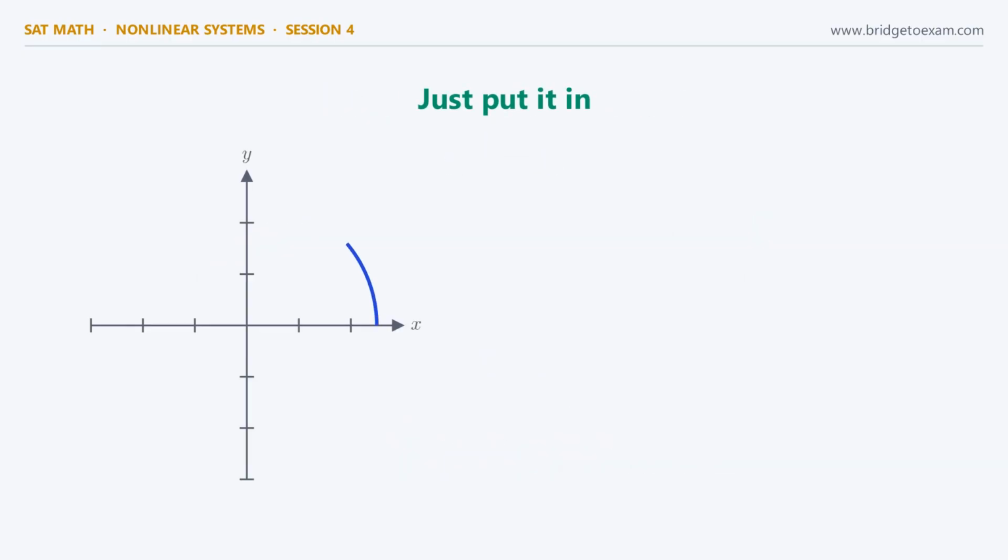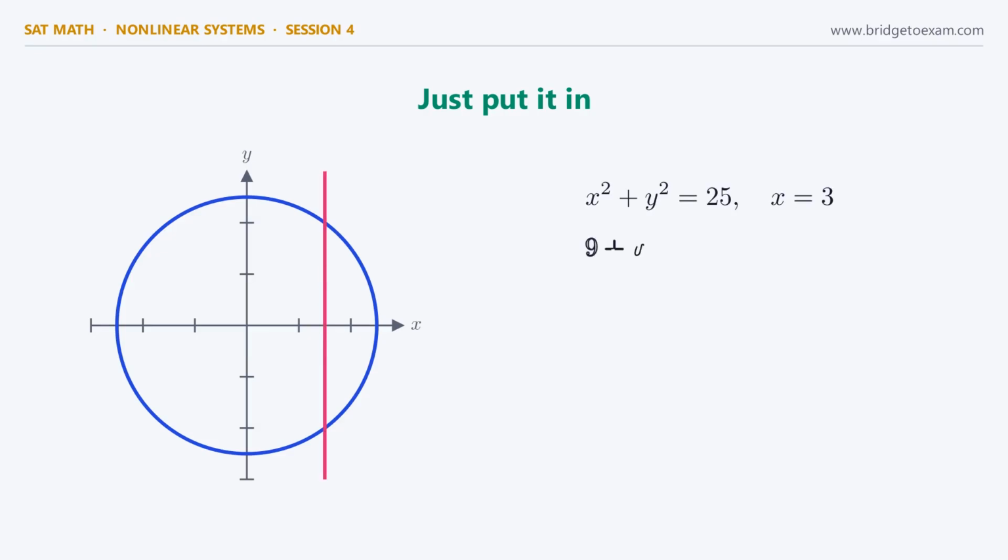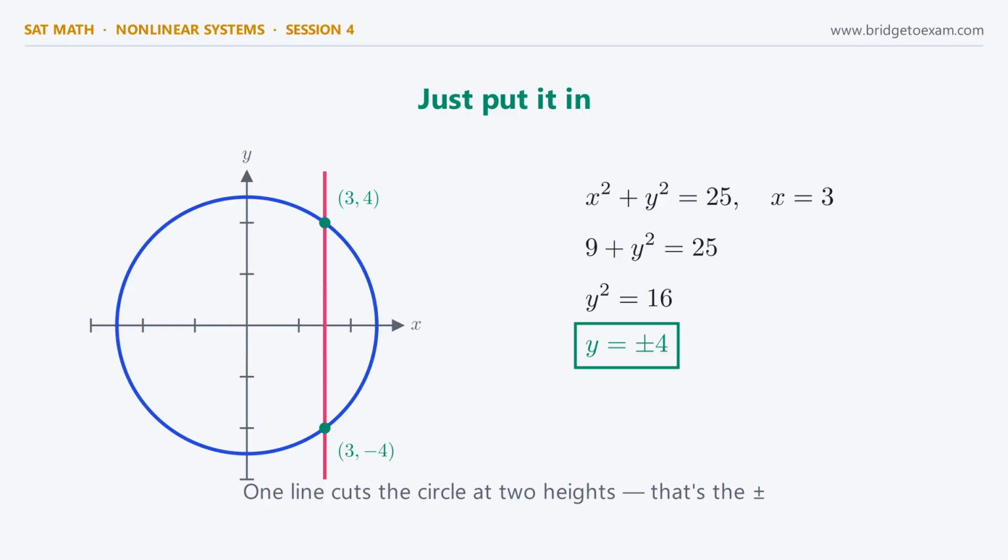Let's see structure do its work. Consider x squared plus y squared equals 25, and x equals 3. Now you could panic. That first equation is a circle, and circles feel intimidating. But look what we were handed. x is already 3. Just put it in. 3 squared plus y squared equals 25. That's 9 plus y squared equals 25. So y squared equals 16, which means y equals plus or minus 4.